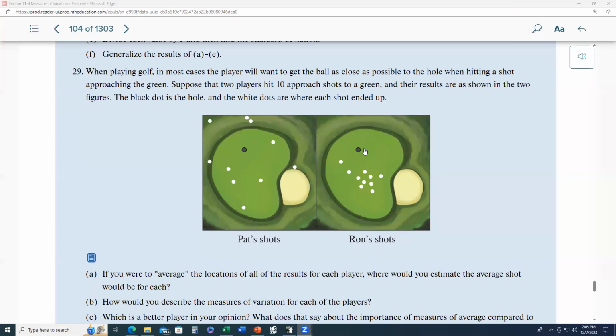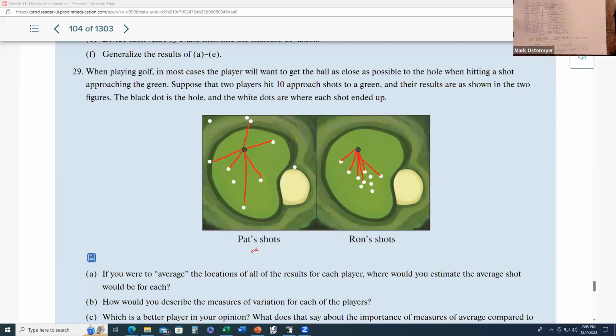Ron. Yeah. Because if you were to take the time and measure all of these distances between these golf balls and the hole, you got all these different distances. You see that? And if you would build a data set with all these differences for Ron and also for Pat, whose standard deviation distance would be greater? Pat's or Ron's? Pat's.